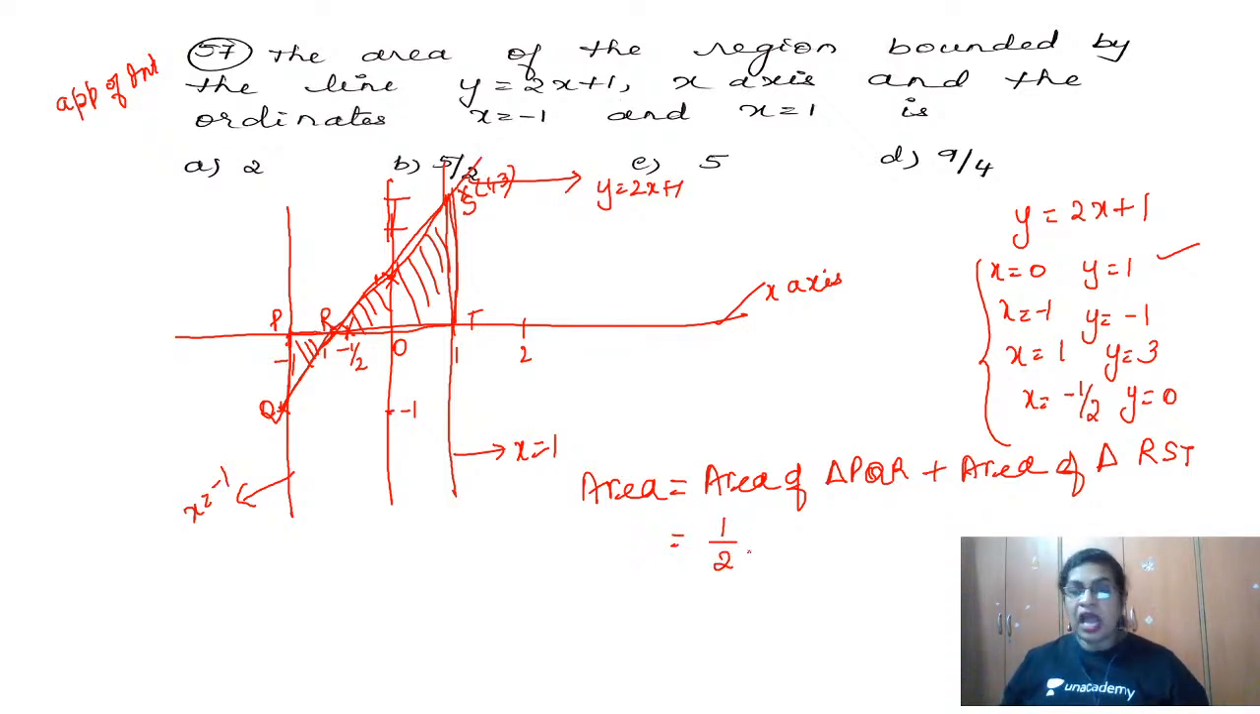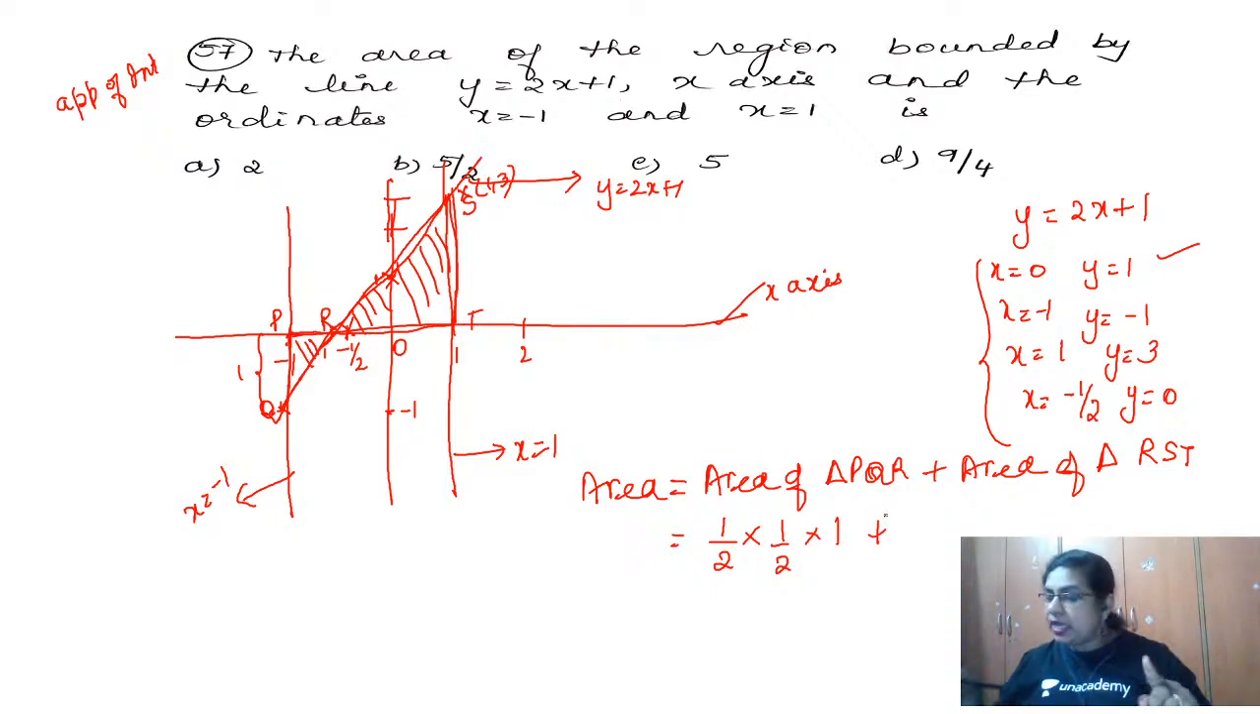What is that formula? Half into base. Base is half here. Okay, base is half. So here half, even if the sign is minus, the length we always take positive, into. What is the height here? Height is 1, no? This is 1. Okay, that is the height. So that is 1 plus.